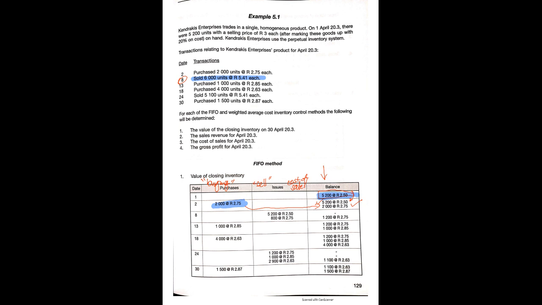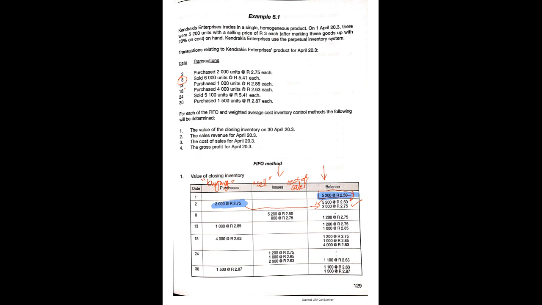So then the next transaction is on the 13th. So they said to you here, oh, sorry, we did the 6th. No, we didn't do the 6th. Okay, so the next transaction is on the 8th. So here on the 8th, you sold 6,000 units at 5 Rand 41. So according to the headings, anything that is sold is going to be recorded in this issues column.